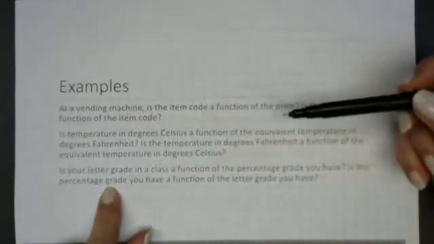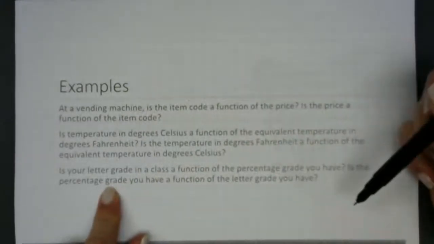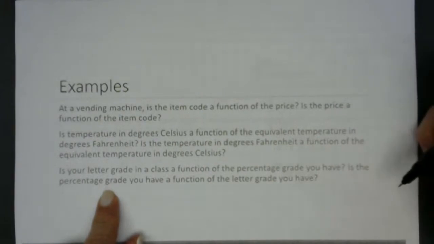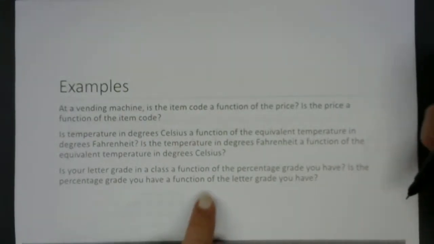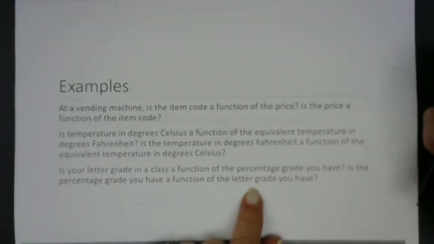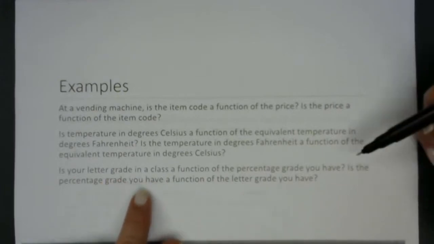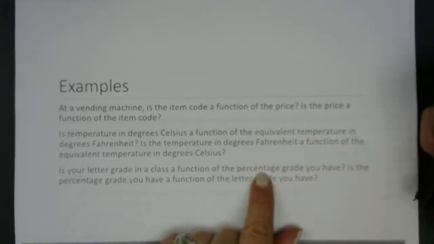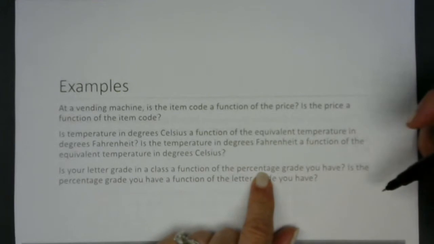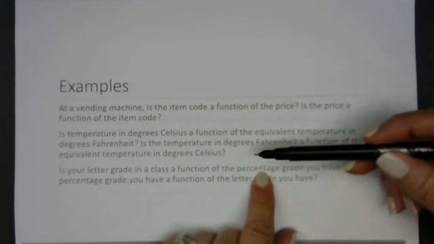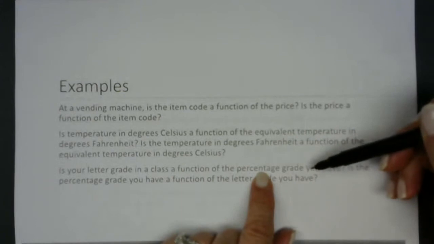Lastly, is your letter grade in a class a function of the percentage grade you have, or is the percentage grade a function of the letter grade? We have to ask again, given a percentage grade, is there only one letter grade you would get? Yes, if you have an 82%, you're going to get a B. If you have a 96%, you're going to get an A. There's only one letter associated with each percentage grade.